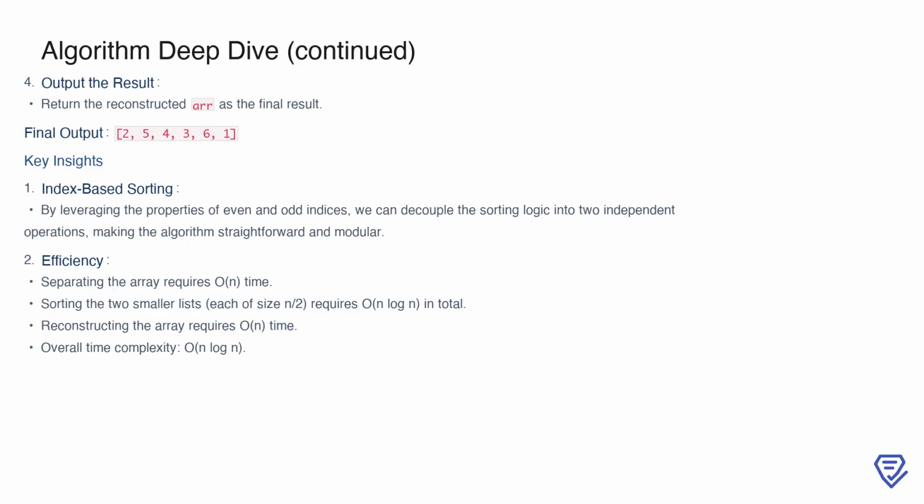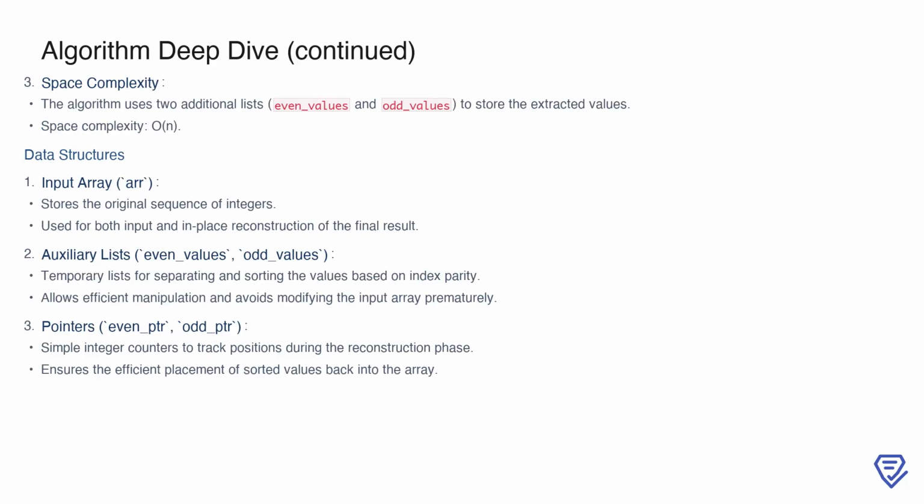Second, the efficiency of the algorithm is notable. Separating the array into two lists takes O(n) time, sorting each list requires O(n log n) in total, and reconstructing the array takes another O(n). Therefore, the overall time complexity is O(n log n), making this approach both effective and efficient for the problem. In terms of space complexity, the algorithm uses two additional lists, even_values and odd_values, which store the separated values from the input array. Since these lists collectively require O(n) space, the space complexity of the algorithm is O(n).